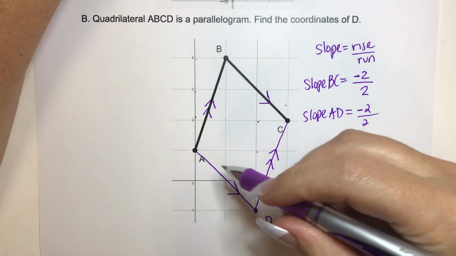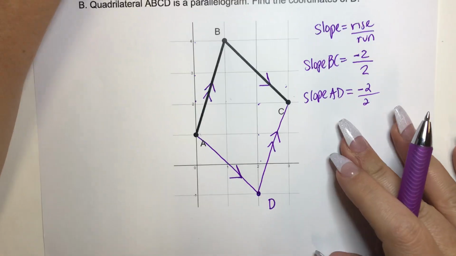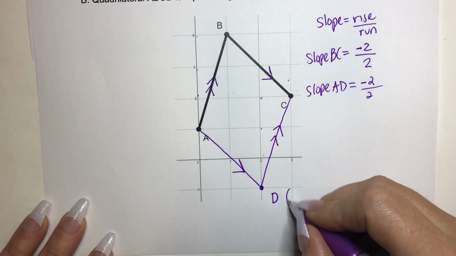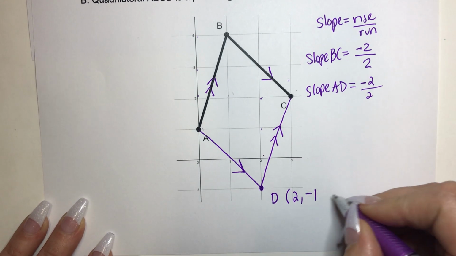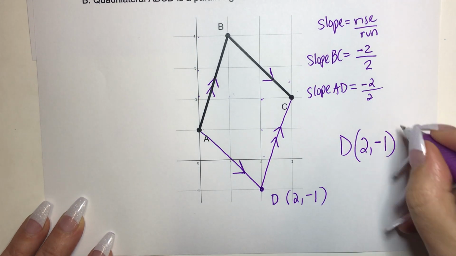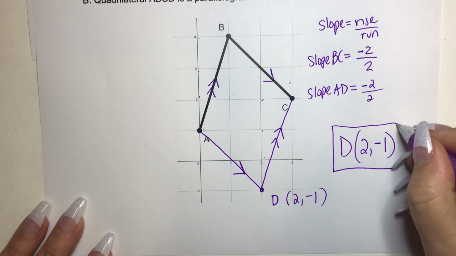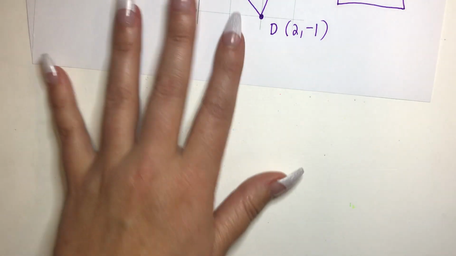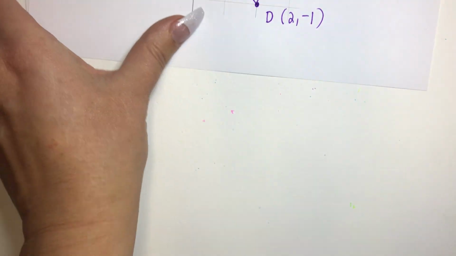So what are the coordinates here? This would be D is 2, -1. So the coordinates of D are 2, -1 for that parallelogram. Perfect. Let's go ahead and look at the next example.